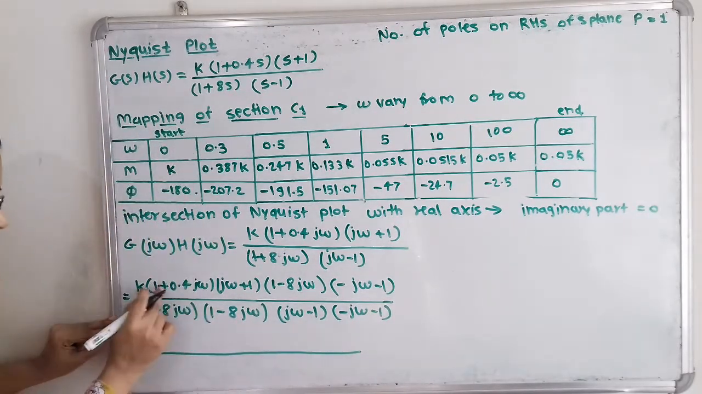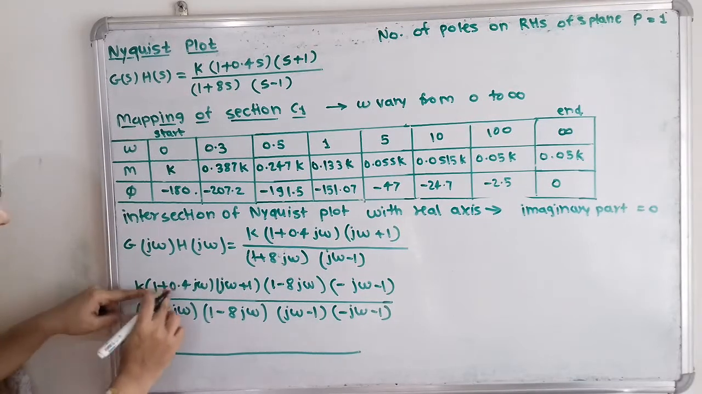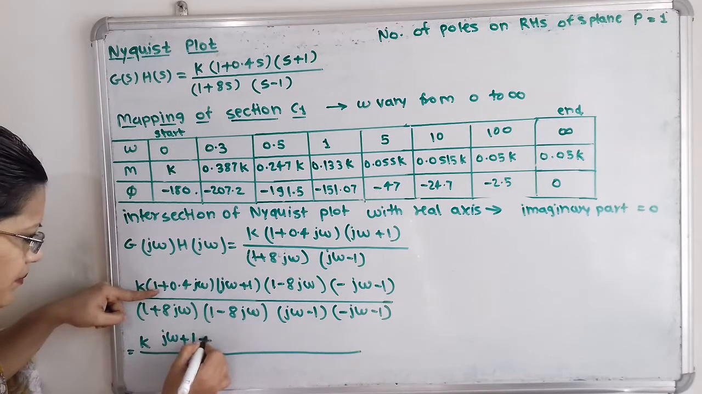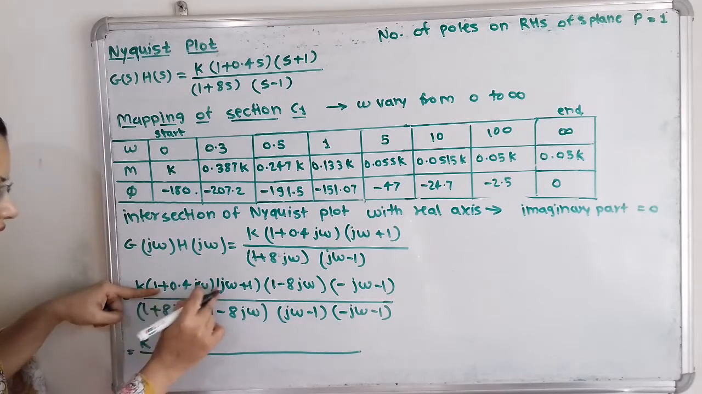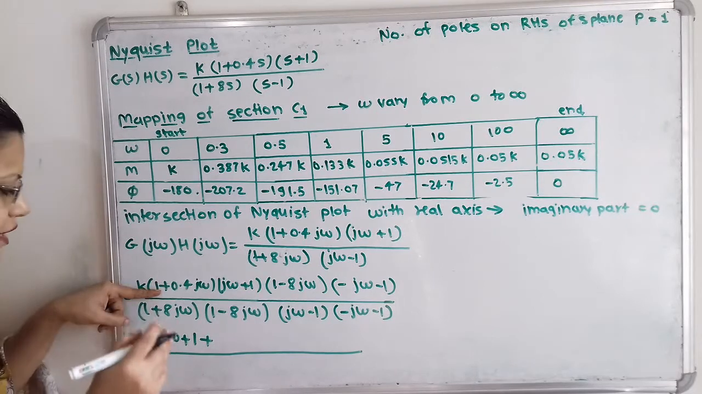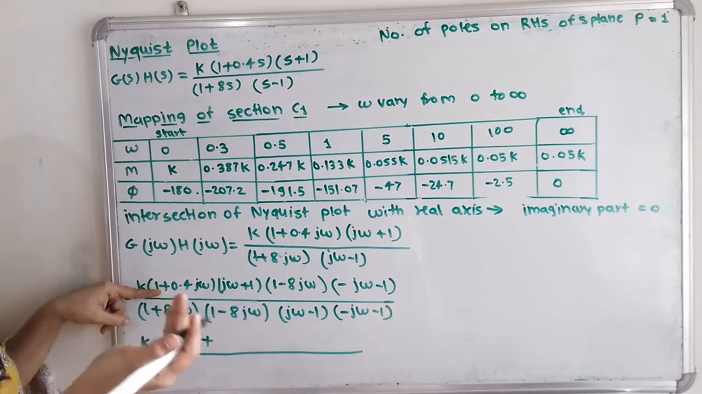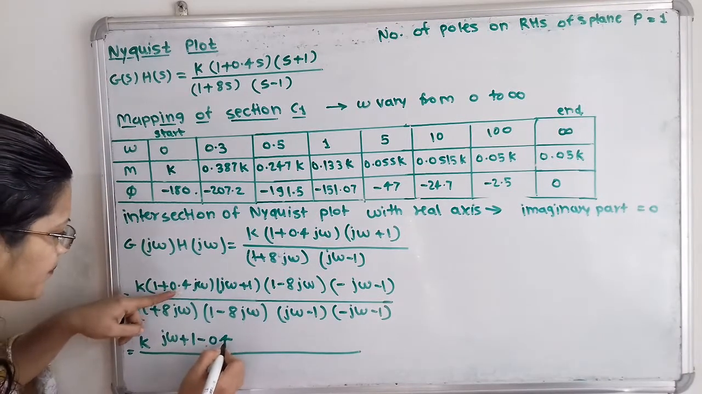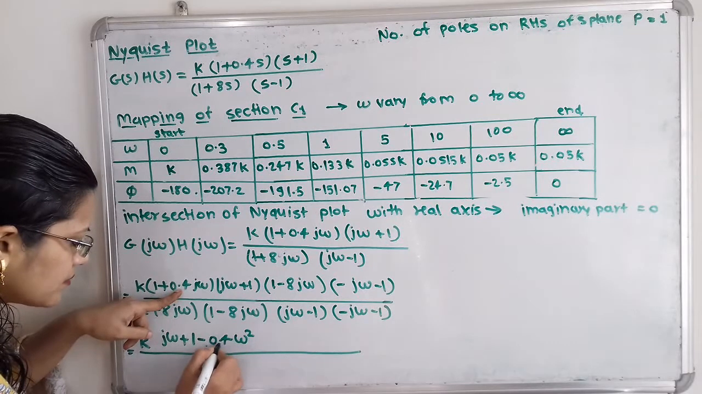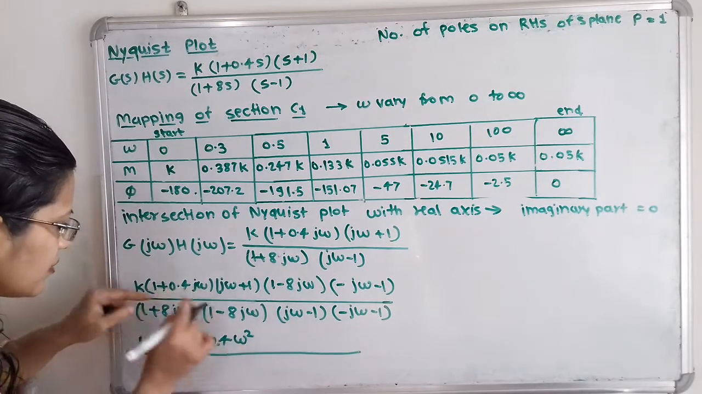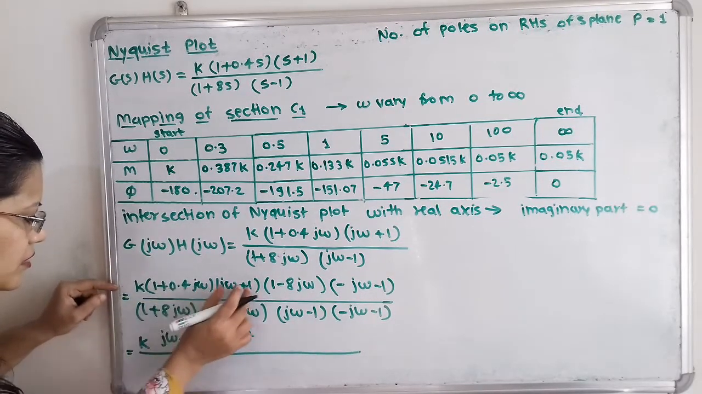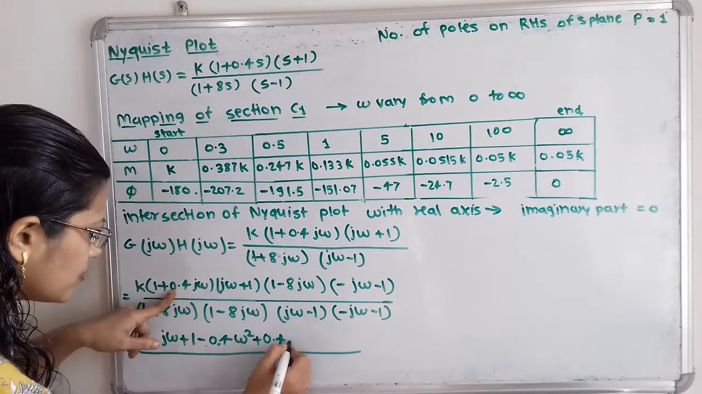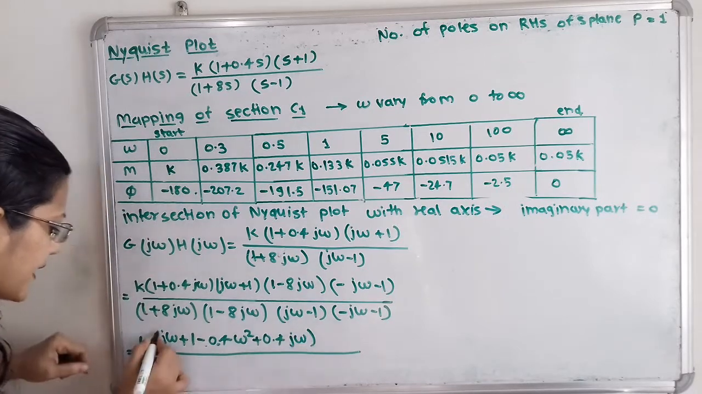K. Now if I multiply these two brackets, then 1 multiplied by j omega is j omega, plus 1, plus 0.4 j square omega square. Here we know that j square is equal to minus 1, so I will write here minus 0.4 omega square, then 0.4 multiplied by 1, that is plus 0.4 j omega. So this one bracket is getting completed.